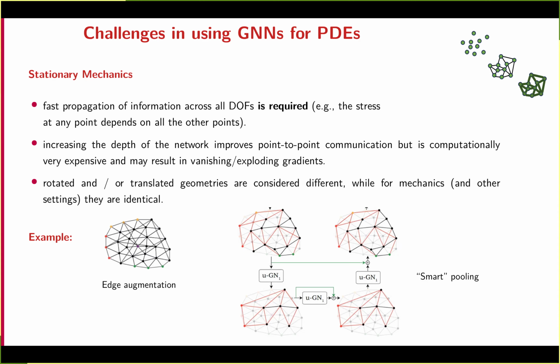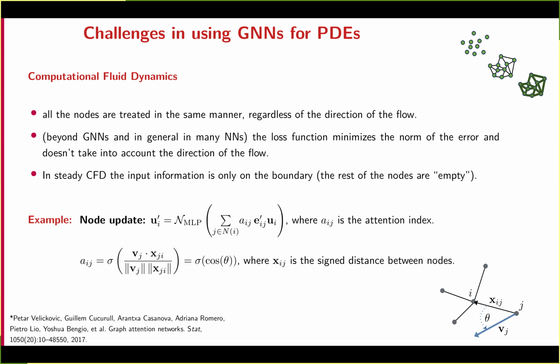Thanks for the question, of course, and feel free to interrupt me. So in the context of computational fluid dynamics, we have similar issues, but also additional issues, in my opinion. And one issue is that all the nodes are treated in exactly the same manner, although we know that there is a preference in terms of where the information should go, because there is a flow, and we know that some points affect other points in a different way.